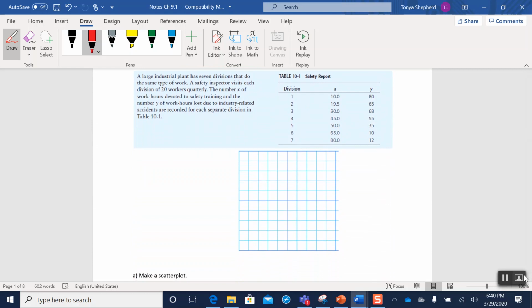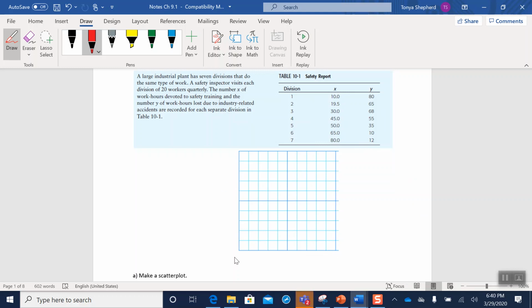We need to be able to create a scatter plot. So you should have been creating scatter plots for a very long time now. A scatter plot is nothing but plotting XY points on a graph, correctly labeling your X and Y axis. So what you're going to do is look at your X numbers and your Y numbers. You're going to decide what you need to count by.